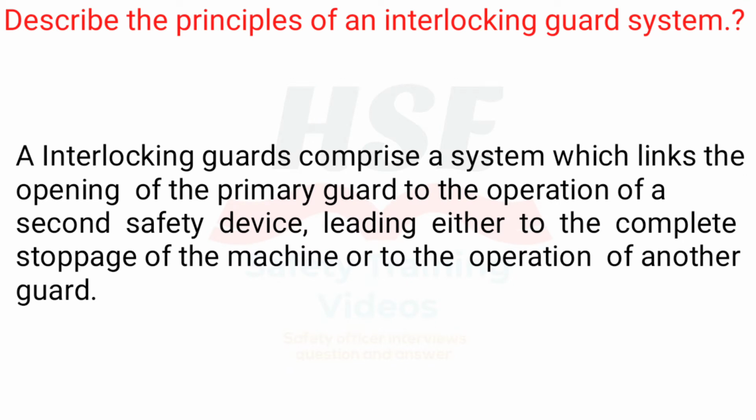Describe the principles of an interlocking guard system. Interlocking guards comprise a system which links the opening of the primary guard to the operation of a second safety device, leading either to the complete stoppage of the machine or to the operation of another guard.